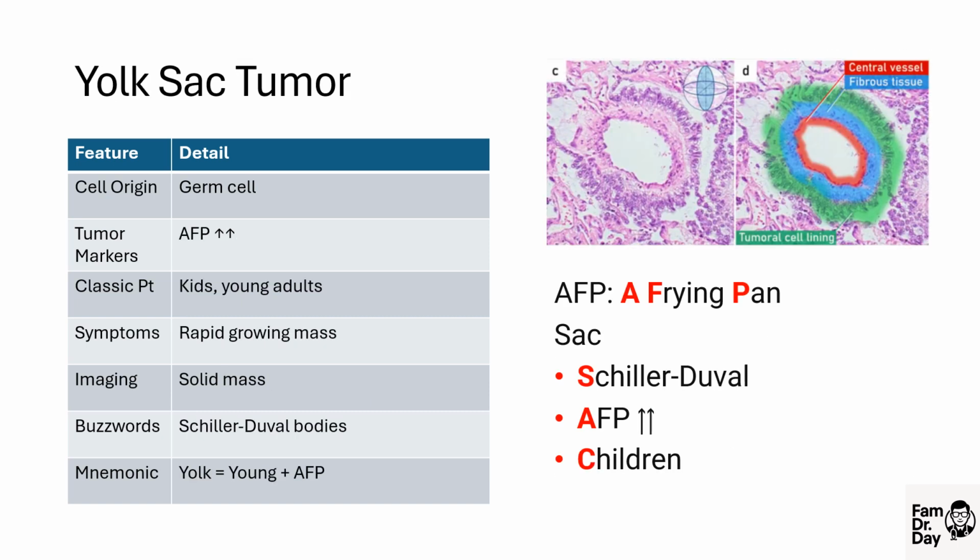Yolk sac tumors come from germ cells and have very high AFP. They're typically found in kids or young adults, and you'll have a rapidly growing solid mass. The buzzword to remember is Schiller-Duval bodies, which look like glomeruli shown in the top right image. An easy memory trick is yolk equals young plus AFP, or think of a frying pan, AFP, and sac for Schiller-Duval, AFP increased, and found in children. This one I found from Dirty Medicine.